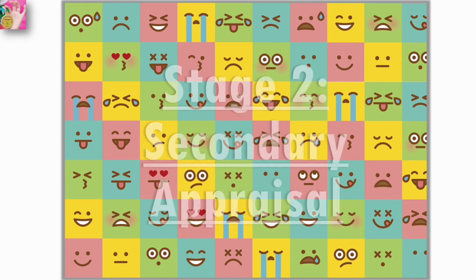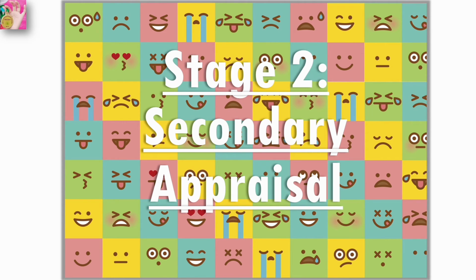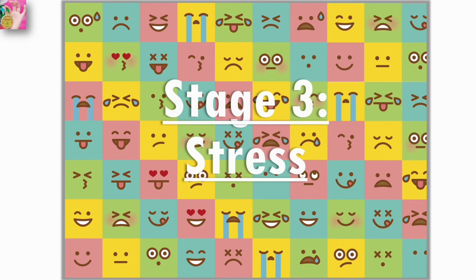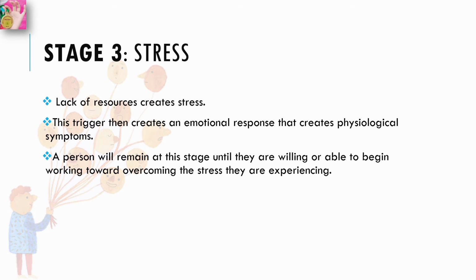Now let's come to stage 2. Stage 2 is secondary appraisal. If a situation is deemed to be dangerous, an individual determines if they have enough resources to deal with the situation. If there are enough resources, then this will end the progressive stage of emotion. If there are insufficient resources, then the individual will progress to the next stage, which is stage 3, stress. According to stage 3, a lack of resources creates stress.